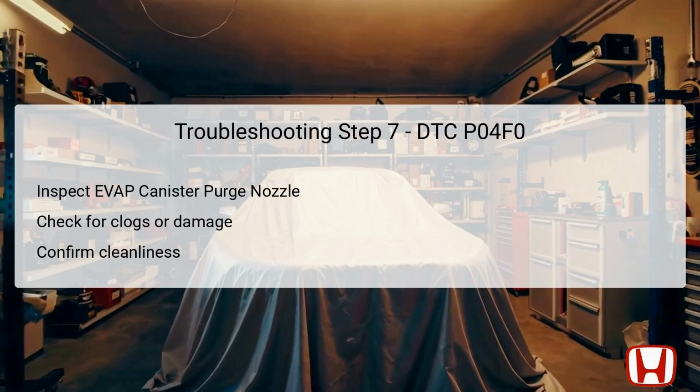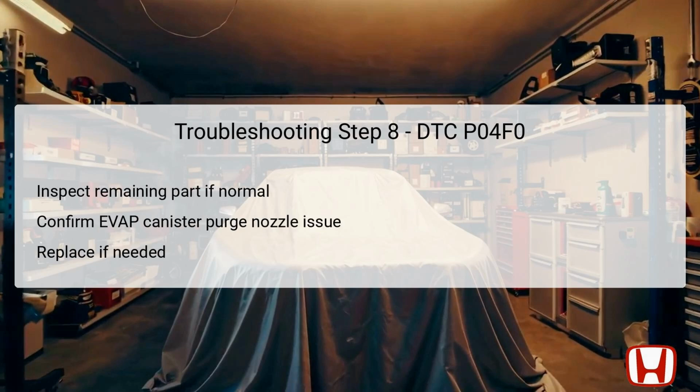The next step involves inspecting the evap canister purge nozzle, another critical component in the vapor recovery system. The technician should check for any clogs or physical damage that could impair the nozzle's ability to effectively route fuel vapors into the intake system. This nozzle serves as the entry point for vapors into the engine, and even minor blockages can lead to poor engine performance and increased emissions. Ensuring it is free of contaminants and operational will help in confirming if this component is contributing to the DTC. A thorough cleaning or replacement may be required depending on the findings.